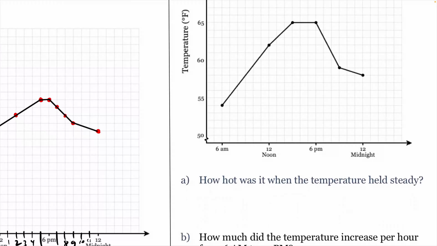How hot was it when the temperature held steady? 65 degrees, right? At 65 degrees, held steady. Held steady means it doesn't go up, it doesn't go down. That's at 65 degrees. Okay.